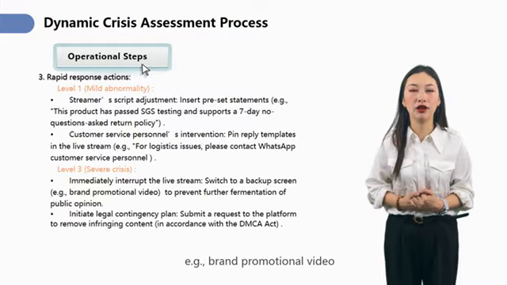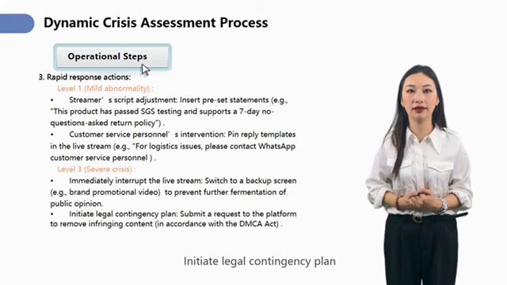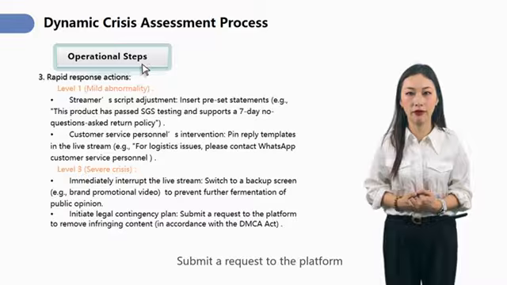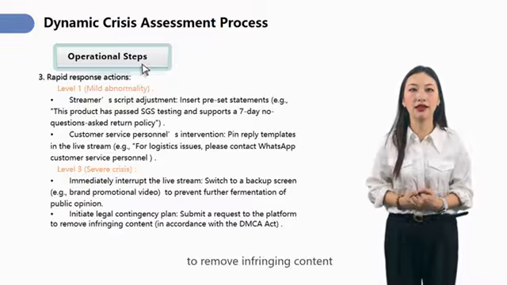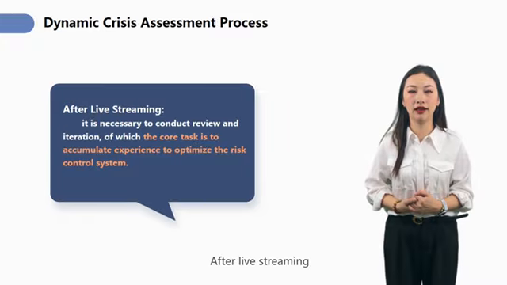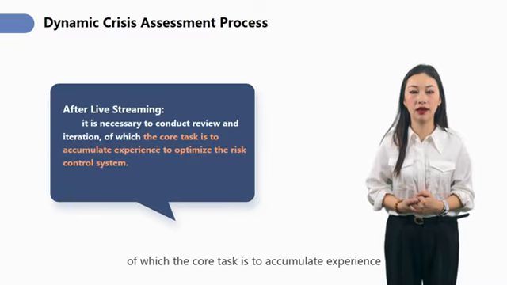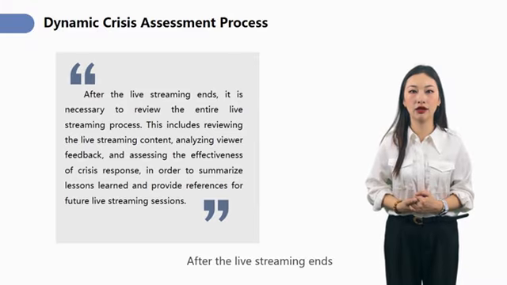After live streaming, conduct review and iteration, of which the core task is to accumulate experience to optimize the risk control system. After the live streaming ends, it is necessary to review the entire live streaming process. This includes reviewing the live streaming content, analyzing viewer feedback, and assessing the effectiveness of crisis response, in order to summarize lessons learned and provide references for future live streaming sessions.